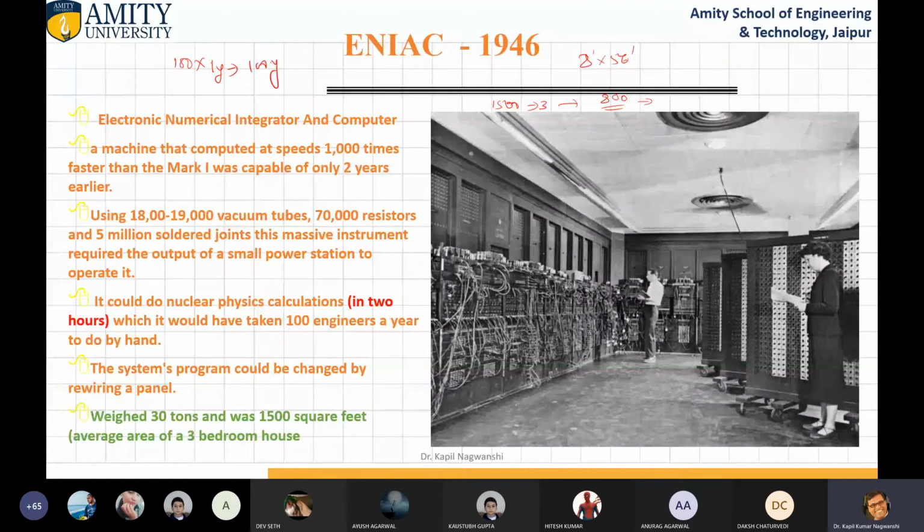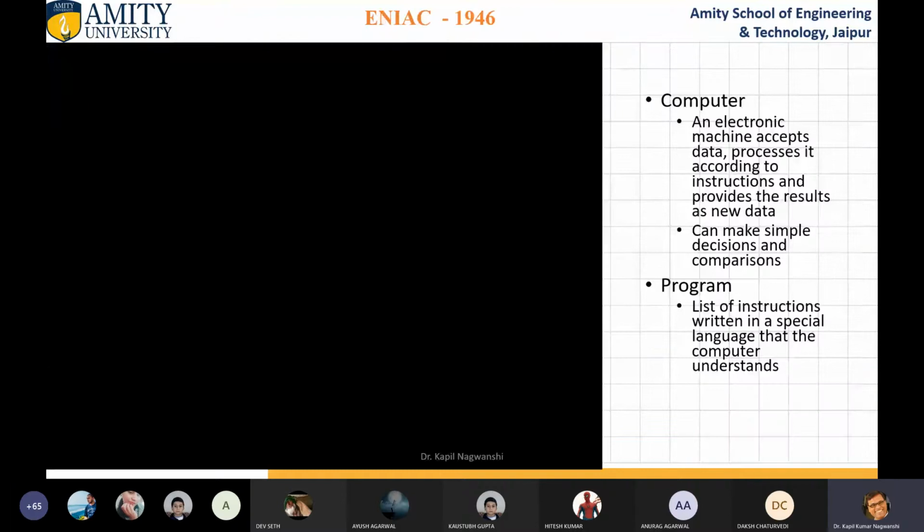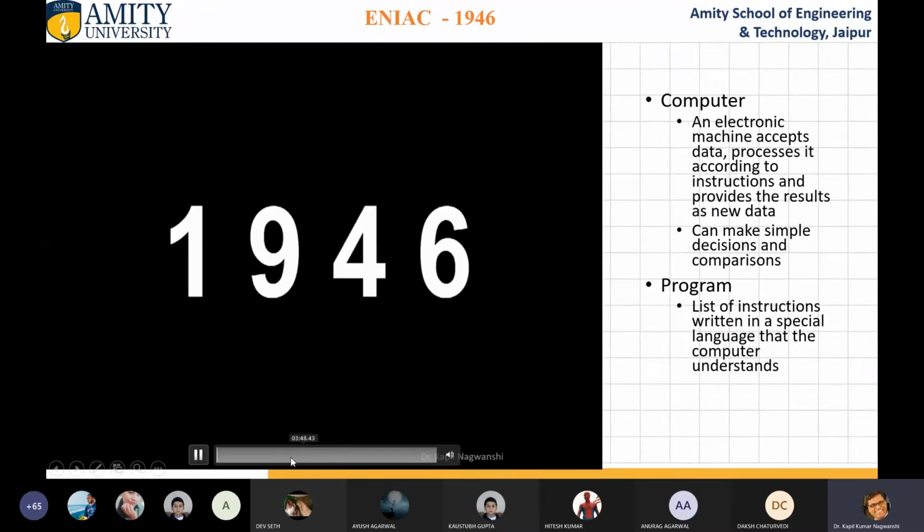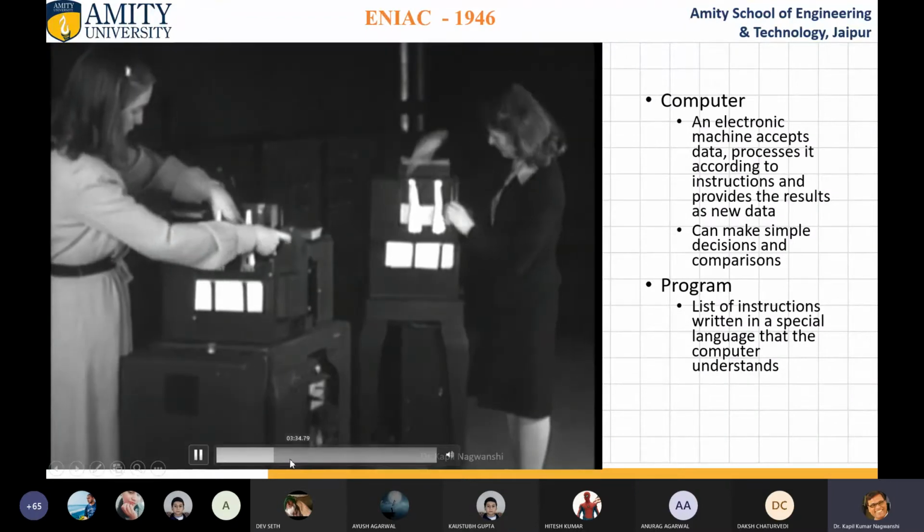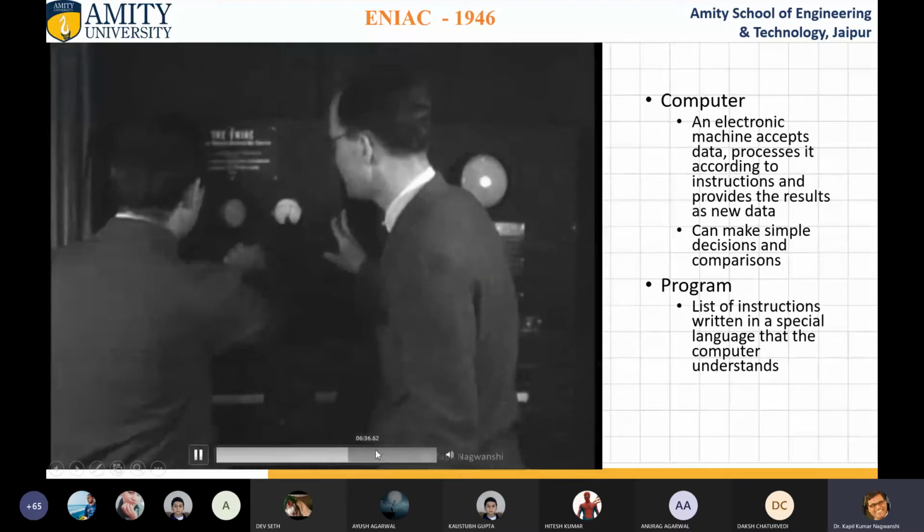Then ENIAC came into existence in 1946, and here you can see that so many devices are connected, and these devices we need to refresh. Okay, and the hall required for this is 1500 square feet, the average area of a 3-bedroom house. So this is the 1940s ENIAC computer.